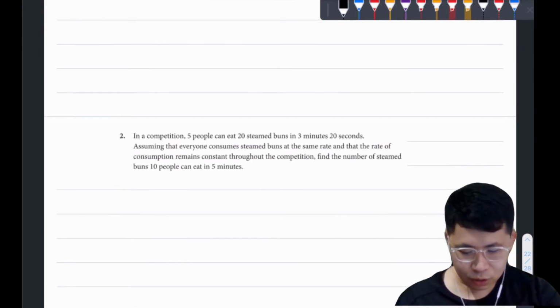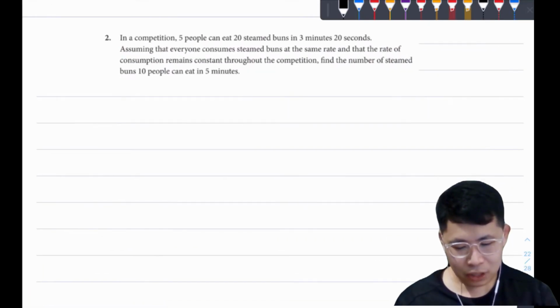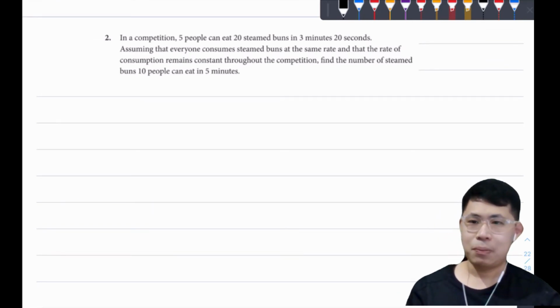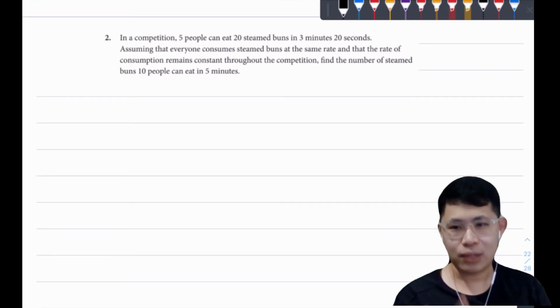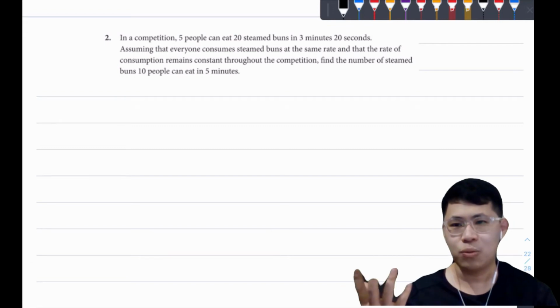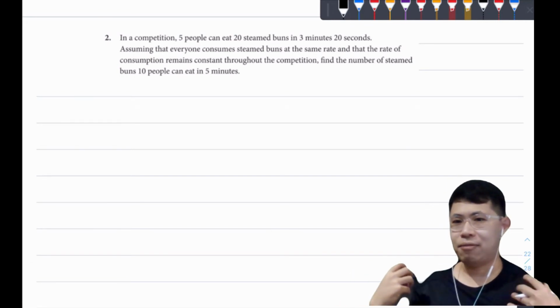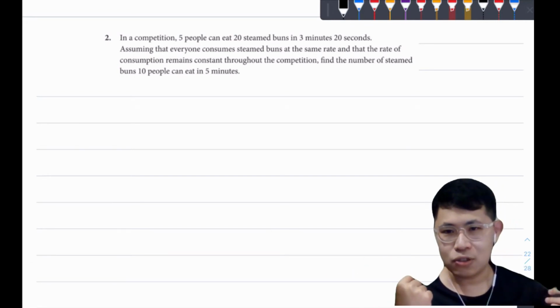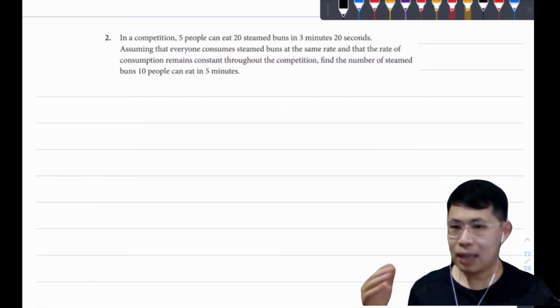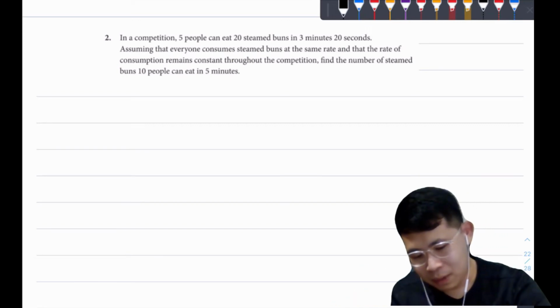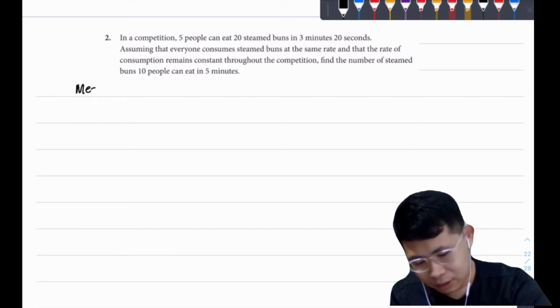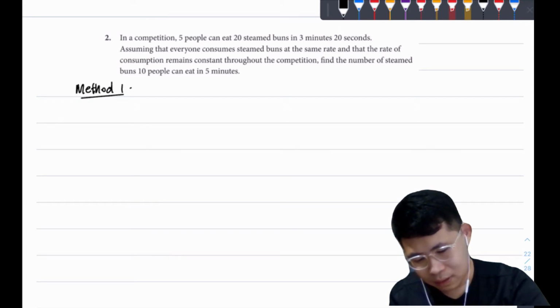Now let's take a look at question 2. So we have a competition and we have 50 people eating 20 steam buns in 3 minutes 20 seconds. So assuming everyone consumes steam buns at the same rate and the rate of consumption remains constant throughout the competition, find the number of steam buns 10 people can eat in 5 minutes. Okay, sure. So we're going to look for our unique method over here. Okay, we're going to eat buns.